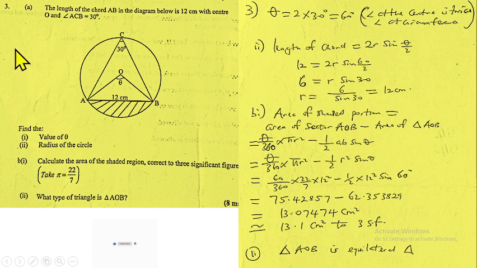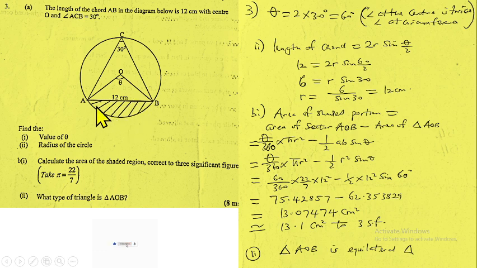And question number 3b says: calculate the area of the shaded region correct to 3 significant figures, given that pi is equal to 22 over 7. The question is, we don't know what the shaded region is. Until we know what the shaded region is, we won't know how to find the area. So let's ask ourselves, what's the name of this shaded region?